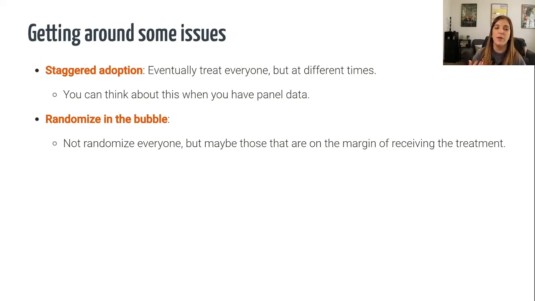So basically you can think about this when you have panel data. You have units that you observe at different points in time. And at first you treat some units, and then you treat other units, and then you end up, for instance, treating everyone. But for certain time periods, you can actually have small randomized trials for those units. This doesn't work if you need to follow up in the long term, because in the long term everyone's going to be treated. But if you're just looking at shorter term outcomes, this is a good solution.